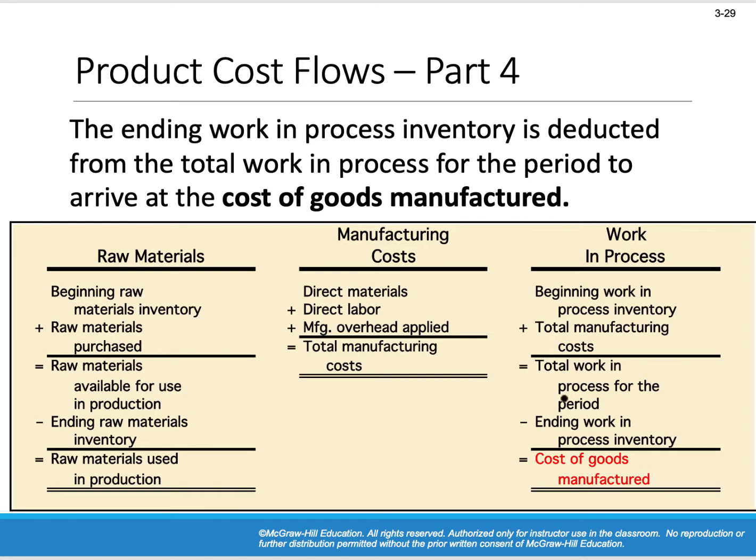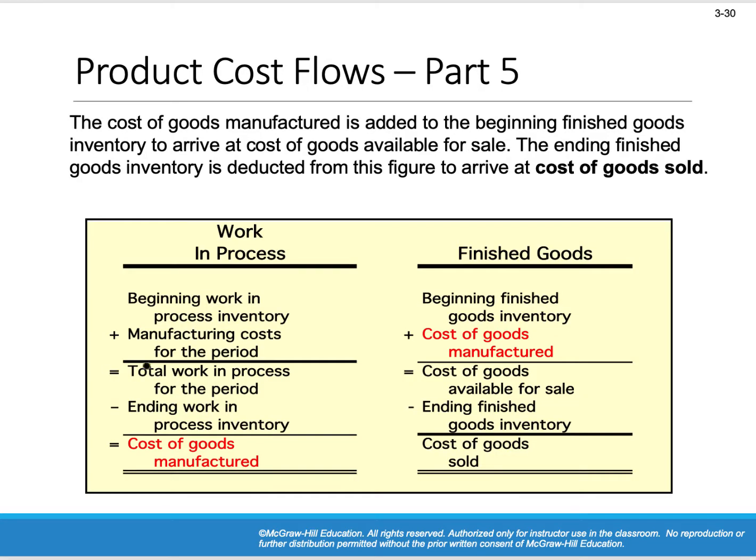Now, to figure out the cost of goods manufactured, right? We need to subtract out the ending WIP, and that gives us our cost of goods manufactured. Okay, we're going to go through an example of this in the study guide. All right, we're going to go through the whole process.